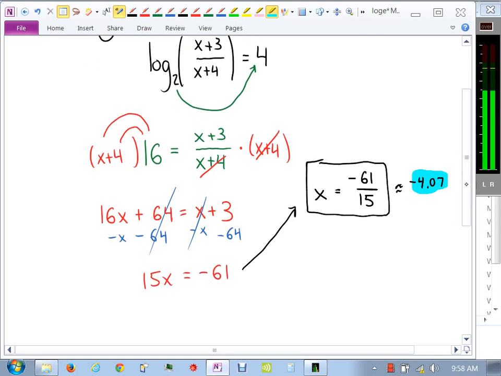All right, so any questions on that? If we have two logs with addition or subtraction, we see that we can kind of resolve the issue here. All right, let's look at another type.